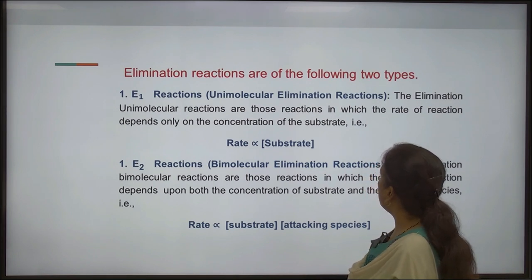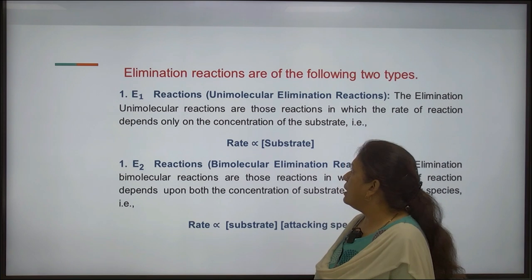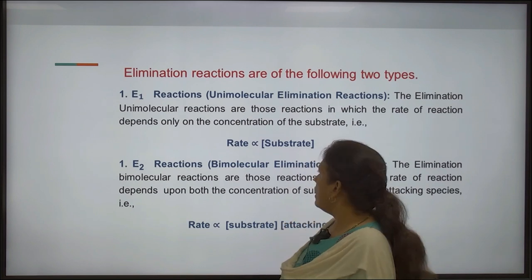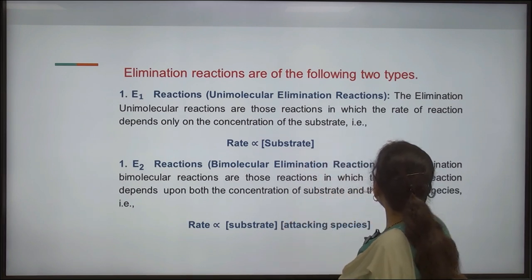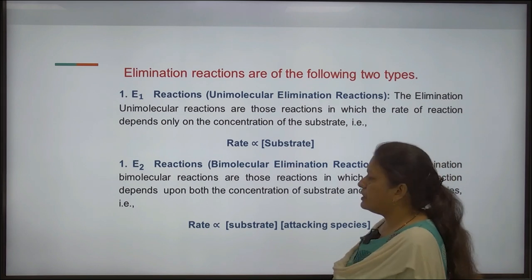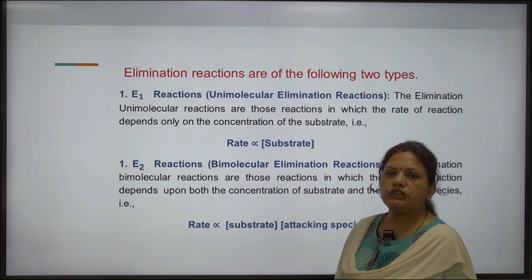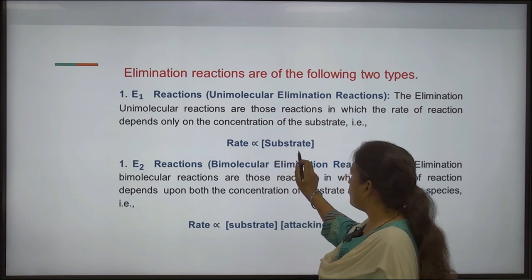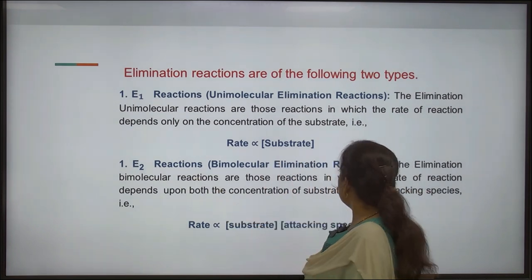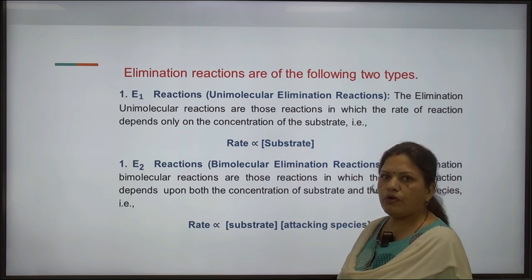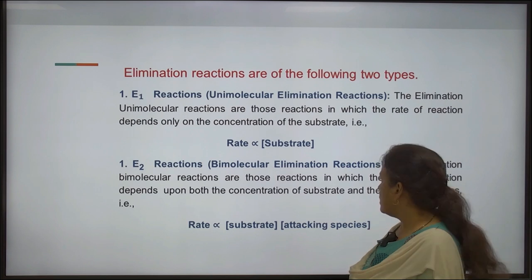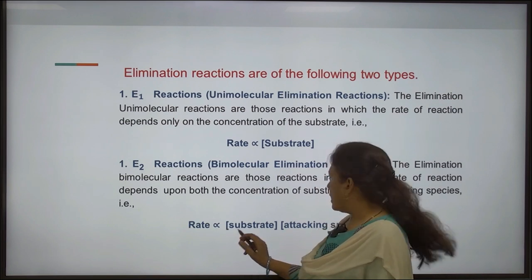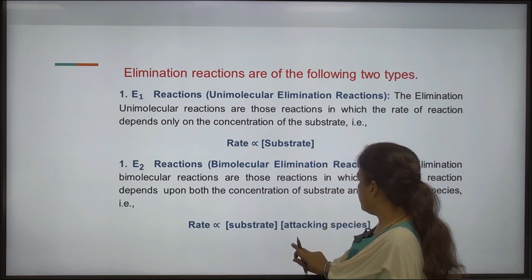Elimination reactions are of the following two types: unimolecular elimination reaction and bimolecular elimination reaction. In unimolecular elimination reactions, the rate of reaction depends only on the concentration of substrate, that is, rate is directly proportional to concentration of substrate. And in E2 reactions, the rate of reaction depends upon both the concentration of substrate and the attacking species, that is, rate is directly proportional to concentration of substrate and attacking species.